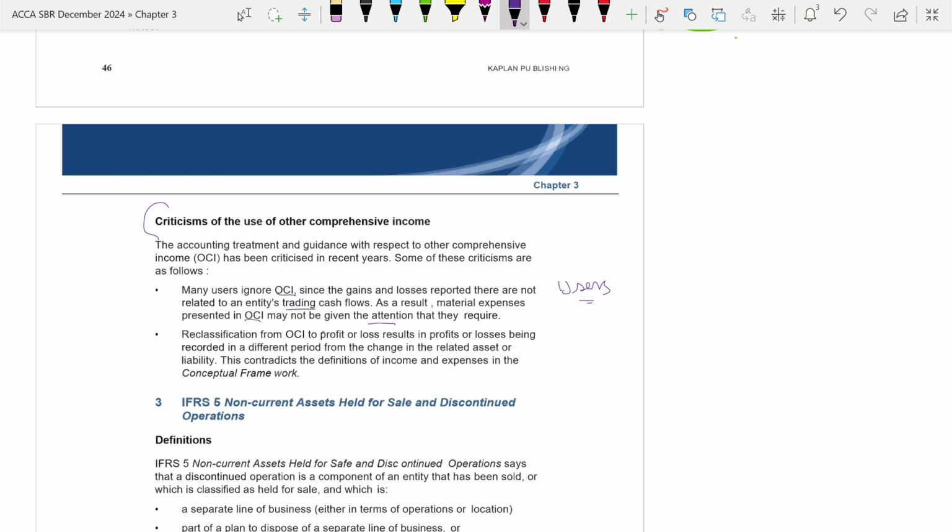We have to understand this. Reclassification is done with respect to changing from one place to another place. It will contradict the definition of income and expenses. Are you clear about this?